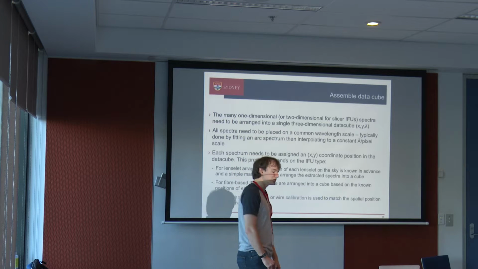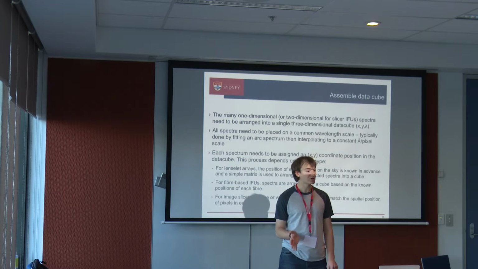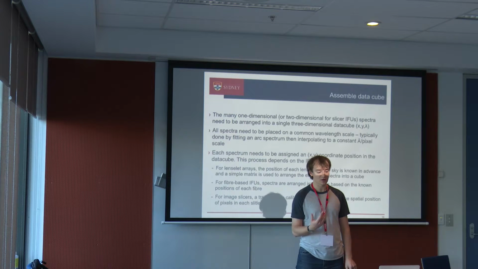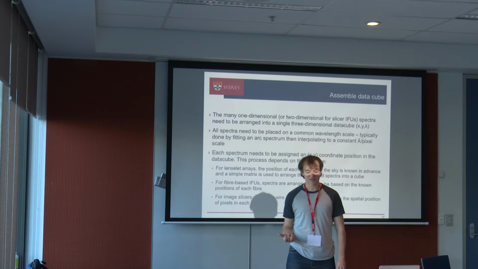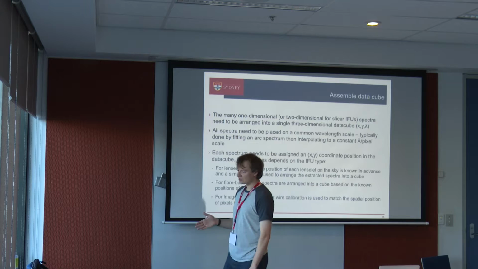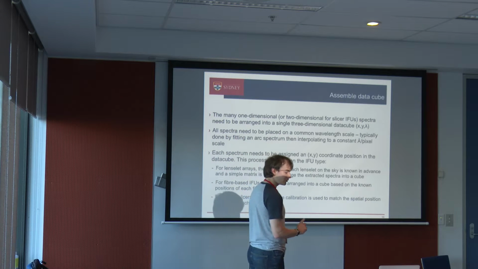The way you do that is effectively take an arc spectrum, so observe a calibration lamp with a series of arc lines. Those arc lines have very well-defined wavelengths, determined very accurately in laboratories. So you have a list of line wavelengths, fit the lines in your spectrum, so you know where they are on your CCD.